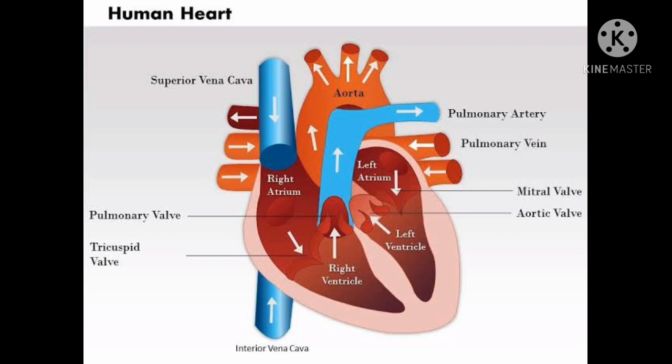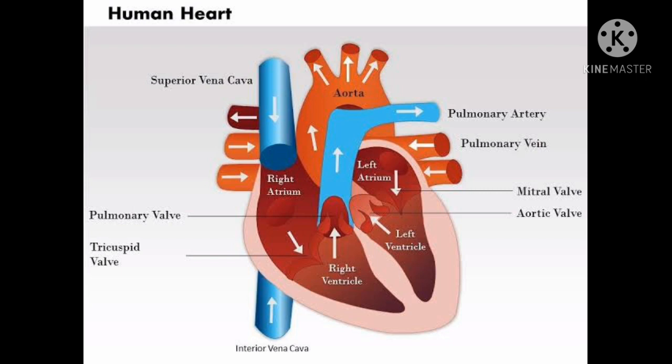right atrium. Then the blood is drained into the right ventricle with the help of tricuspid valve. Tricuspid means tri stands for three, cuspid cup like structure, which drains the deoxygenated blood into the right ventricle. Then the function of tricuspid valve is to prevent the backward flow of the blood.